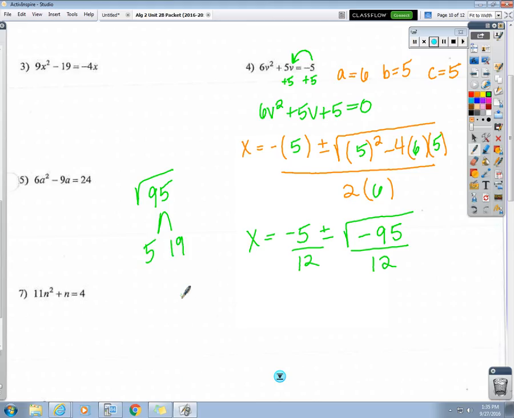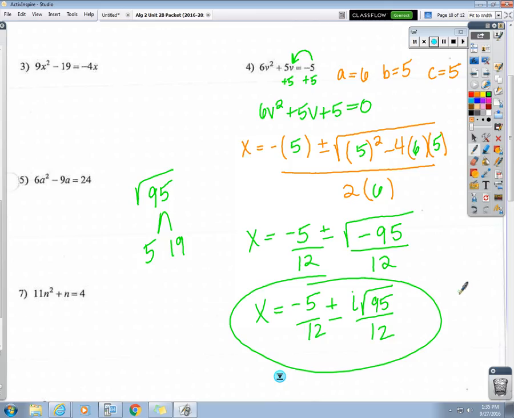Okay, but then we run into a problem, because aren't both of those prime? So there's nothing that can be circled. That means everything goes back in the house. So 95 can't be simplified. So you just leave it as negative 5 over 12, because that won't reduce, plus or minus. You do have to take the negative out and make it an I on the outside, and then over 12, and then that's the answer. Does that make sense?